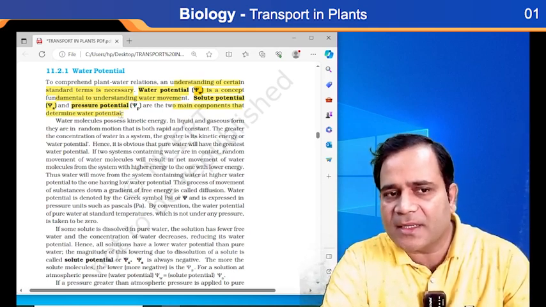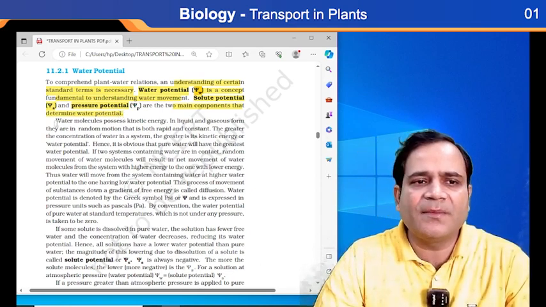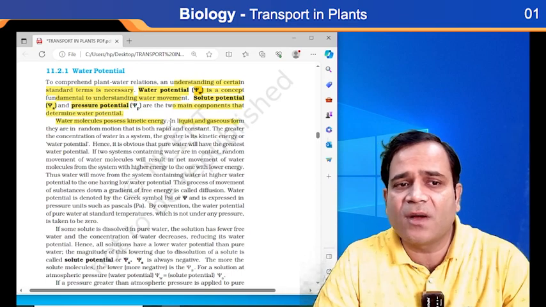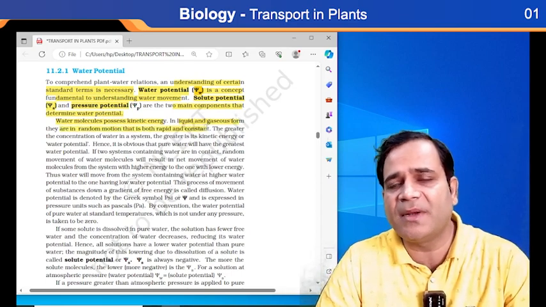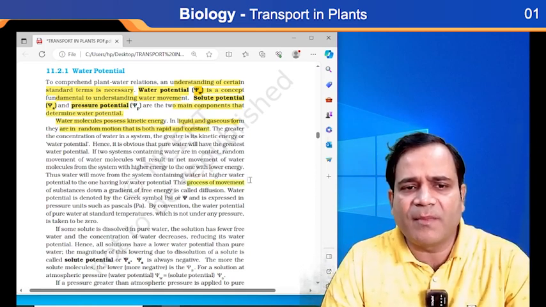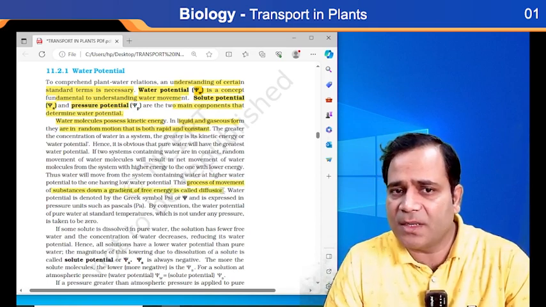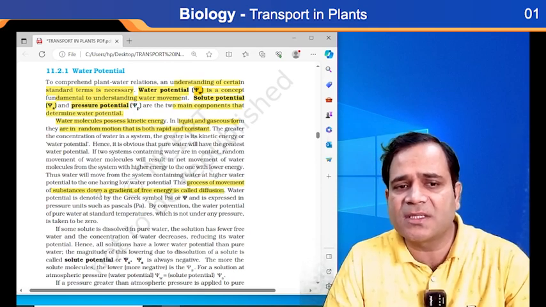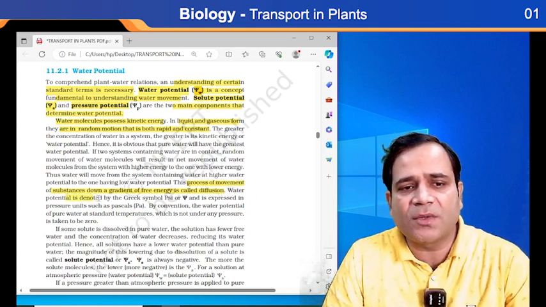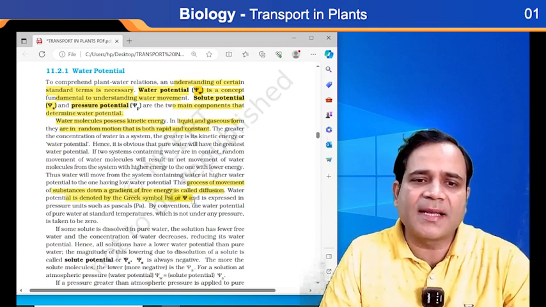Now the thing here is that water molecules possess which type of energy? Kinetic energy, my dear. So whenever I say that water molecules possess kinetic energy, it means what? In liquid and gaseous form, they are in random motion, both rapid and constant. Constantly they are moving. Yes or no? So this process of movement of substances down a gradient of free energy is called diffusion. Yes, I told you about this term, diffusion, the process of movement of substances down a gradient of free energy. It doesn't need any energy, then we say what? Diffusion.